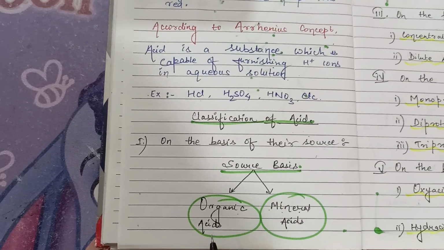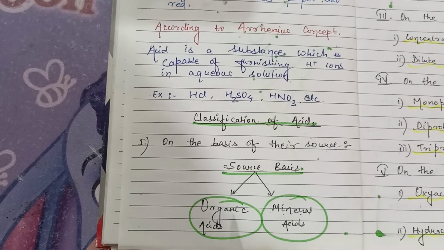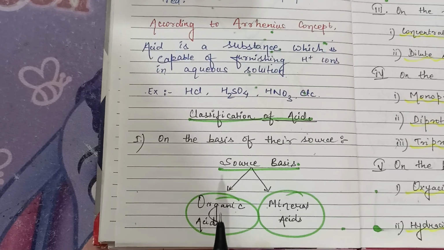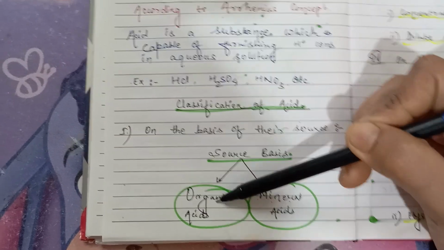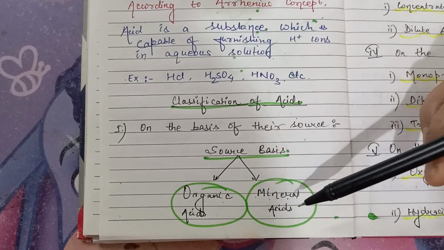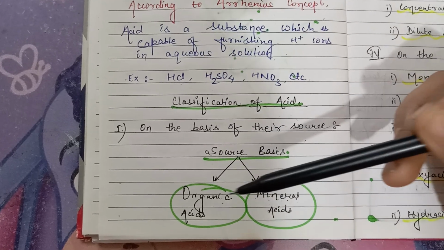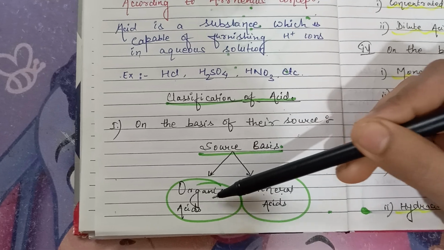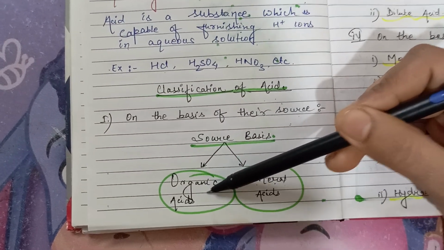Organic acids are those acids which are derived from living organisms like plants or animals. Organic acids are naturally occurring. On the other hand, mineral acids are those acids which are prepared in the laboratory. Let us see some examples of organic acid. Organic acid like acetic acid.